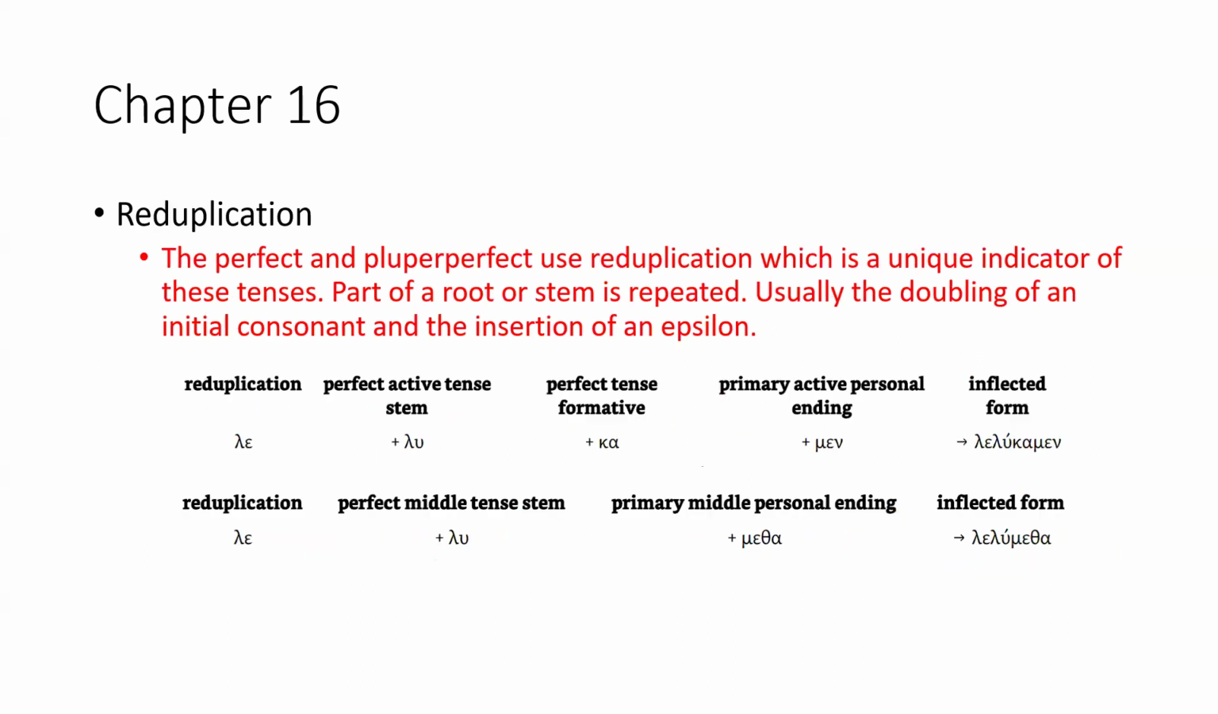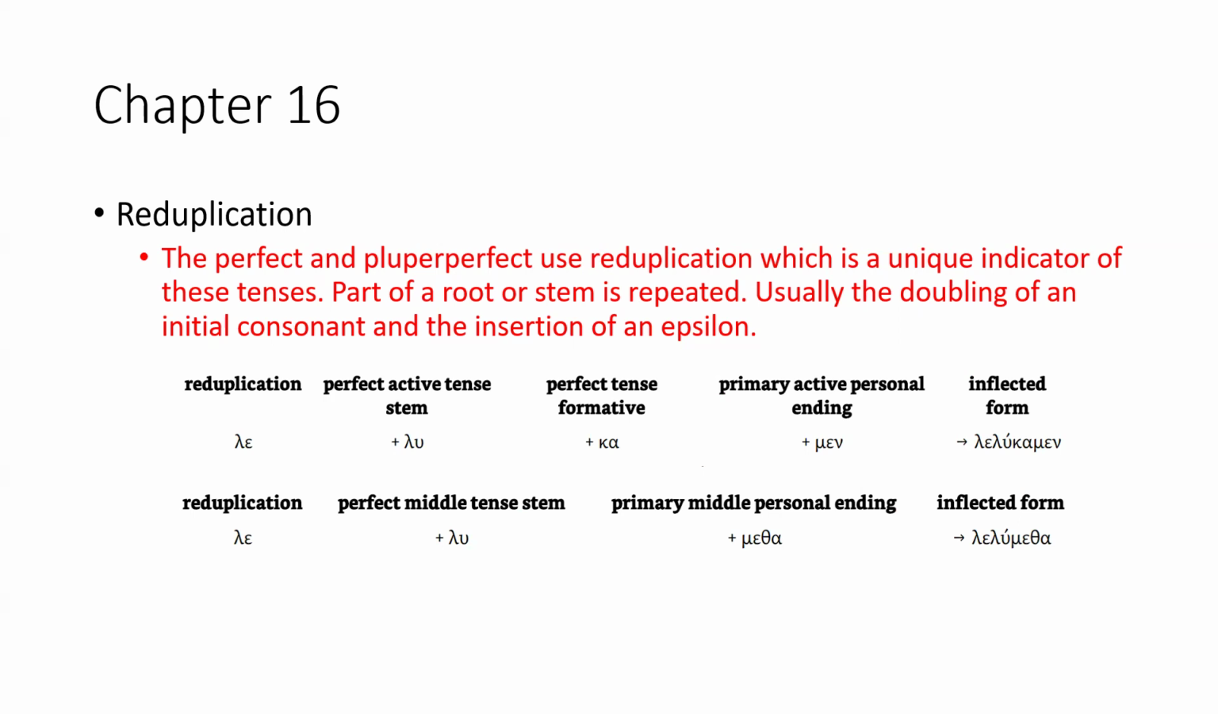Reduplication. The perfect and pluperfect use reduplication, which is a unique indicator of these tenses. Part of a root or stem is repeated, usually the doubling of an initial consonant and the insertion of an epsilon. So we see here how to create the perfect active: you've got reduplication, lambda epsilon, plus the perfect active tense stem, lu, the perfect tense stem formative, which is kappa alpha, ka, and the primary active personal ending, men, which results in the inflected form leilukamen.